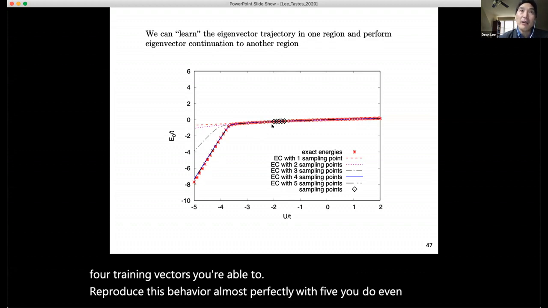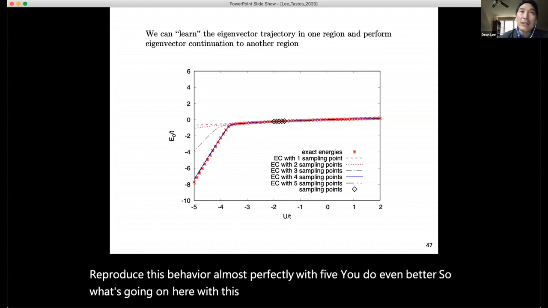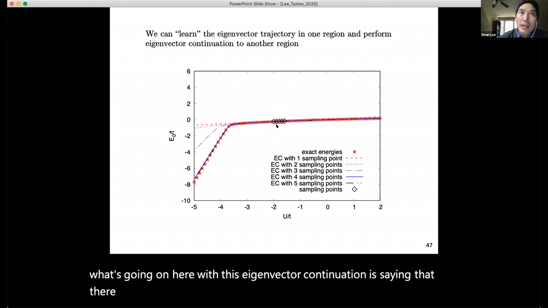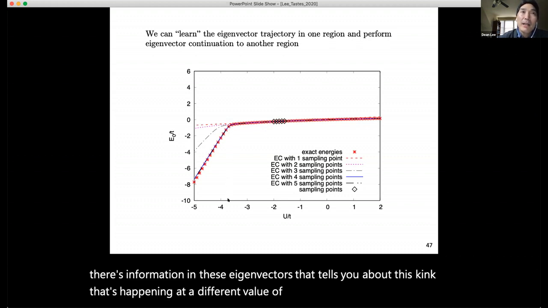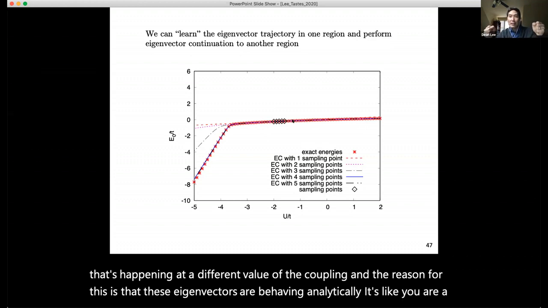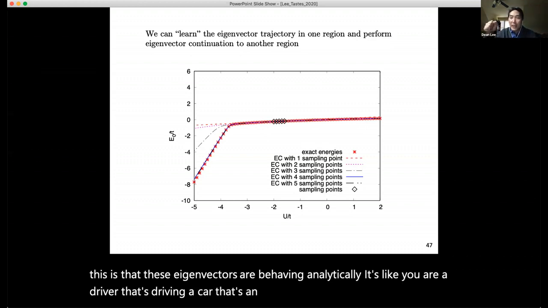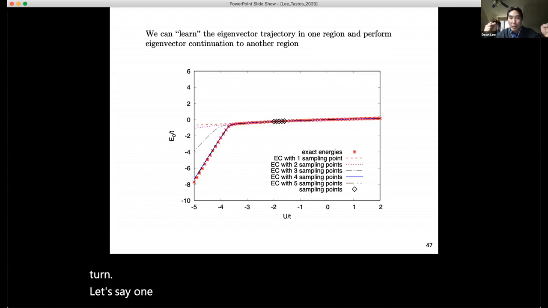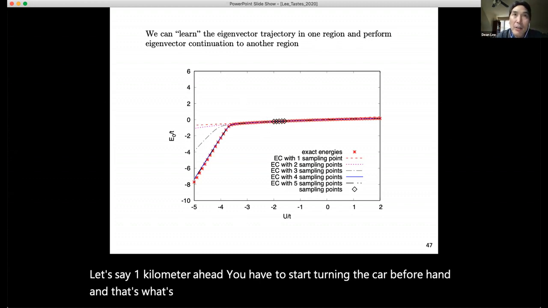So what's going on here with eigenvector continuation is that there's information in these eigenvectors that tells you about this kink that's happening at a different value of the coupling. And the reason for this is that these eigenvectors are behaving analytically. It's like you are a driver driving a car that's an analytic function. If you need to make a turn, let's say 1 kilometer ahead, you have to start turning the car beforehand. And that's what's being detected in these small changes of the eigenvectors.